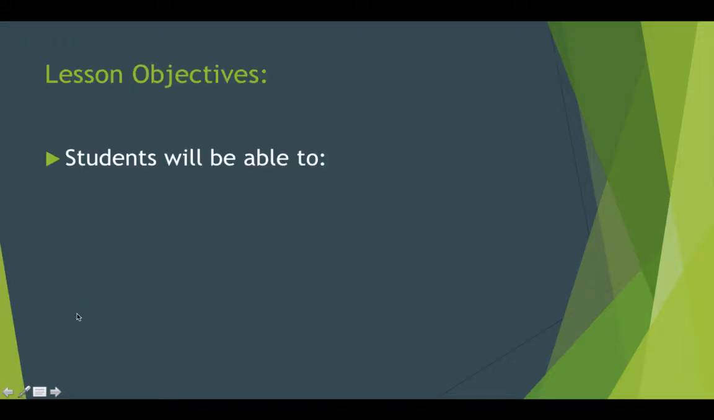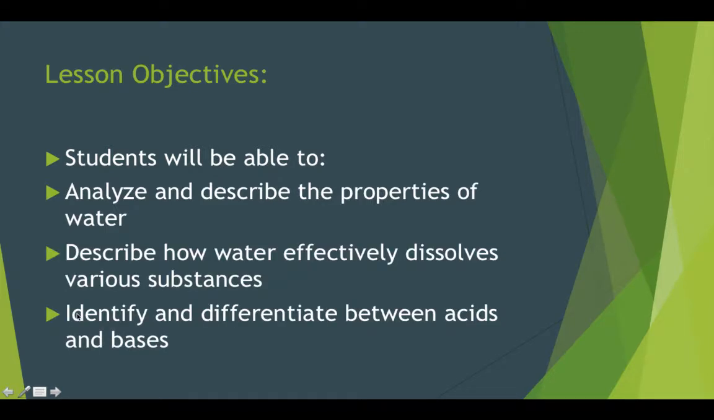Alright, so to get started, your lesson objectives. First, you will be able to analyze the properties of water. So like I stated, we're going to talk about the importance of water for us. And then we're going to talk about the effectiveness water has when it comes to dissolving different substances, and identify and differentiate between acids and bases. So what type of ions are being produced in order to be classified as either an acid or a base.